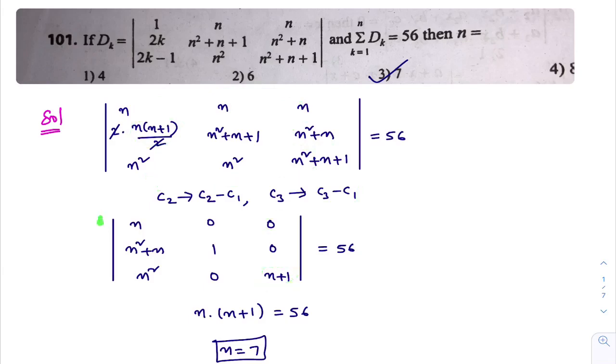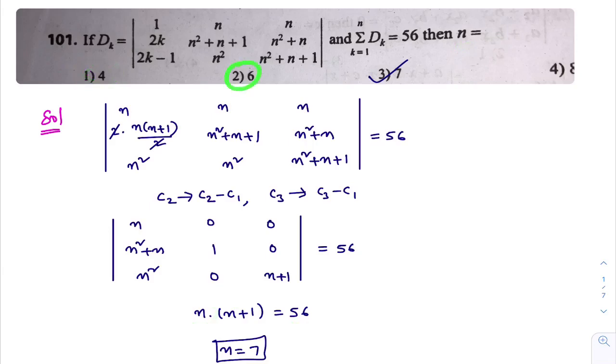You observe here, this is the determinant of a diagonal matrix. What is the determinant of a diagonal matrix? Product of all its diagonal elements. n into 1 into n plus 1, that is n into n plus 1 is 56. Now you can find this n value in two methods. One is verification, another one is if you simplify this you will get a quadratic equation. From that you can find the n value. I'll go with the verification method. They are asking n value only. Now if I take n is 4, here 4 into 5, that is 20, but we need 56. So first option is wrong option.